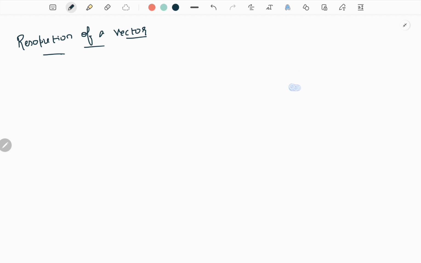Okay, so let's say we have a vector, basically in 3D space, with axes x, y, z. Let's say we have a vector, something like a bar, and let's say its magnitude is represented with a.